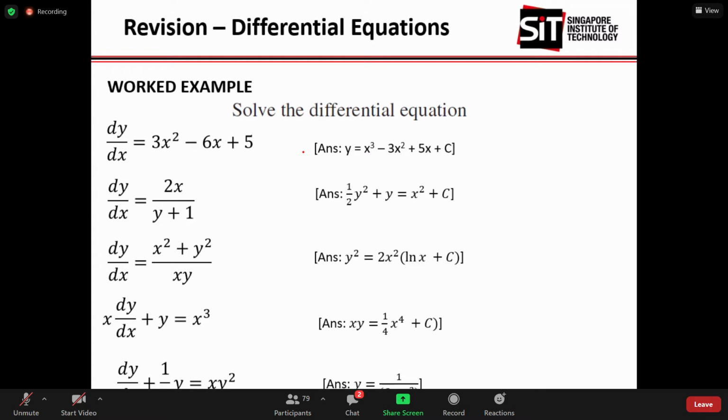This is solved by simple integration, where we take dx to the right-hand side, so that we have the integral of dy is equal to the integral of 3x squared minus 6x plus 5 in dx, which gives us that y is equal to x cubed minus 6x squared over 2 plus 5x.